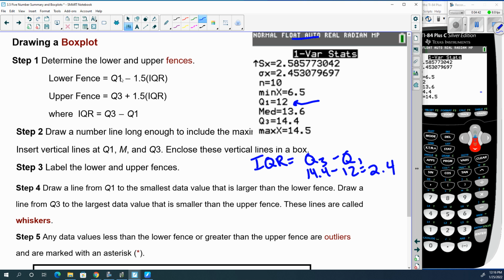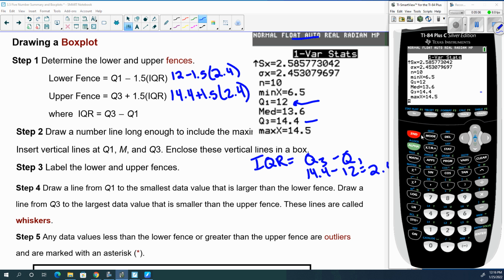So then to determine my lower fence, I take quartile 1, which was 12, and I minus off 1.5 times my interquartile range, which was 2.4. And then to get my upper fence, I take quartile 3, which was 14.4, and then I add 1.5 times my interquartile range. Okay, and I did these earlier, so I already have it in the calculator. So my lower fence was 8.1 and my upper fence was 18.